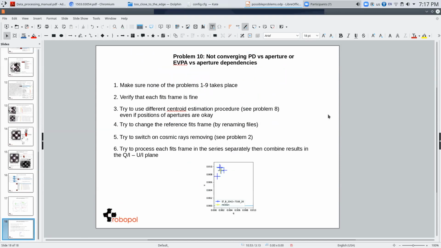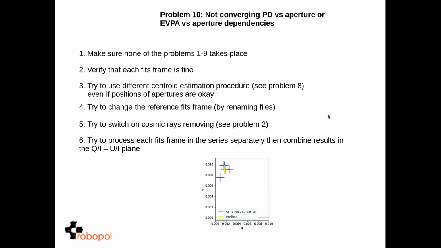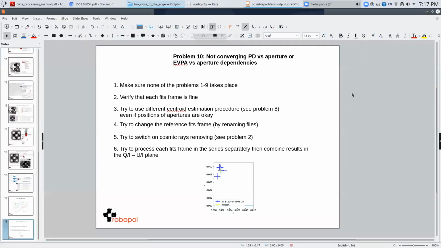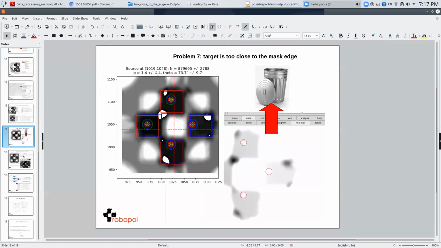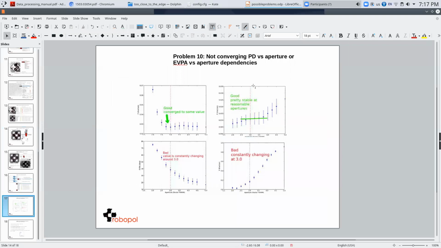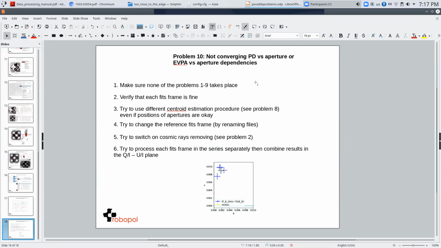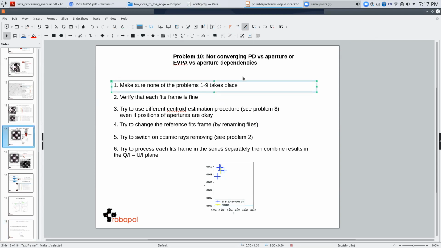And I would suggest to do the following 6 things that can potentially solve this problem. So first of all, you go and check the images, check the fit files, and check these 2 PNG plots that I was discussing multiple times already, that everything is fine there and none of the previous 9 problems is there. Okay, if you see one of those problems, obviously you need to solve it in the way I described before.